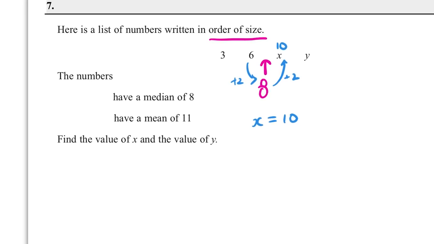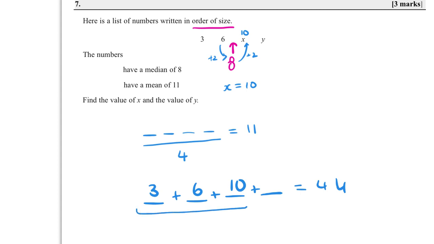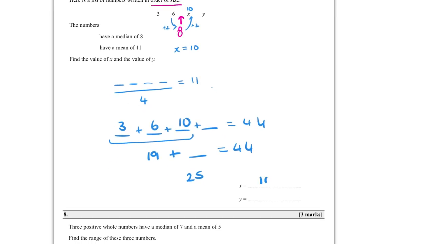Right, they have a mean of 11. If 4 numbers have a mean of 11, that means when I divided it by 4, what did I get? 11. So what should they all add up to? Those 4 numbers should then add up to 44. Now, we already know that we have 3, 6, and 10, which equals 19. So 19 plus something equals 44. So y must equal 25, because 44 minus 19 is 25. So we need to write x equals 10, y equals 25.